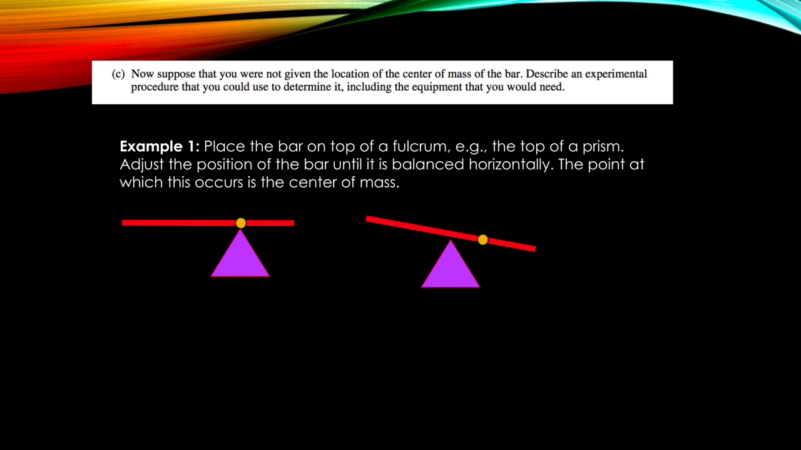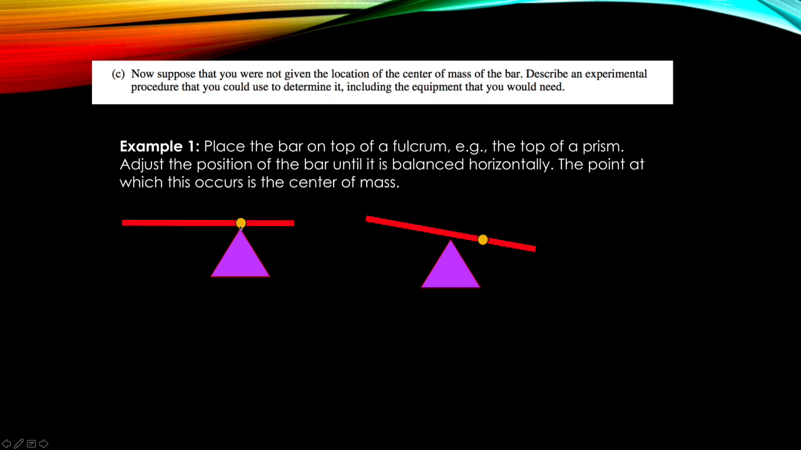Part C says, now suppose you're not given the location of the center of mass of the bar. Determine an experimental procedure that you could use to determine it, including the equipment that you'd need. So here's one way to figure out the center of mass. Typically, in these kinds of problems, finding the center of mass is like a balancing thing. You balance the bar, balance the object.